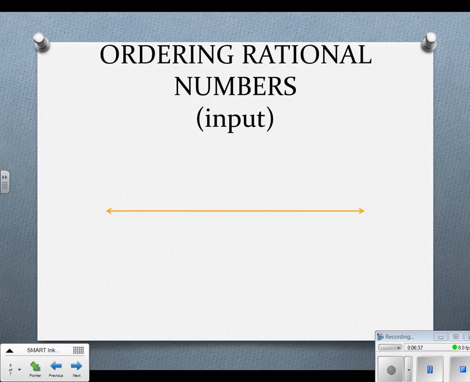We're going to be ordering rational numbers as well. So we're going to have the following rational numbers to order. We have negative 0.175, 2/3, negative 5/8, 1.7, and negative 0.95.